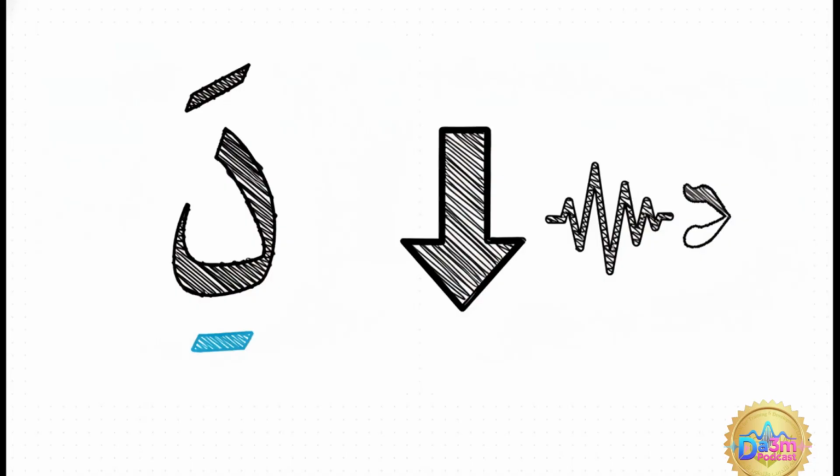Next up, we have the kasra. Now, it looks exactly like the fatha, just a small dash. But here's the key, its location. The kasra is always found below the letter. And this little mark gives us a short i sound, like in the word sit. So our same letter dal with a kasra underneath becomes di.